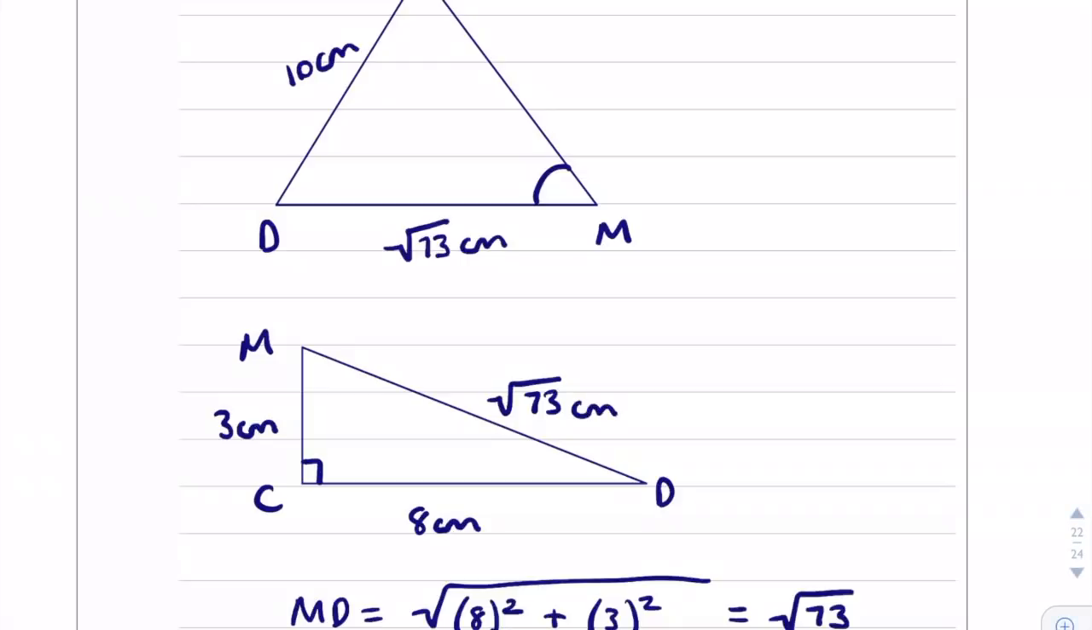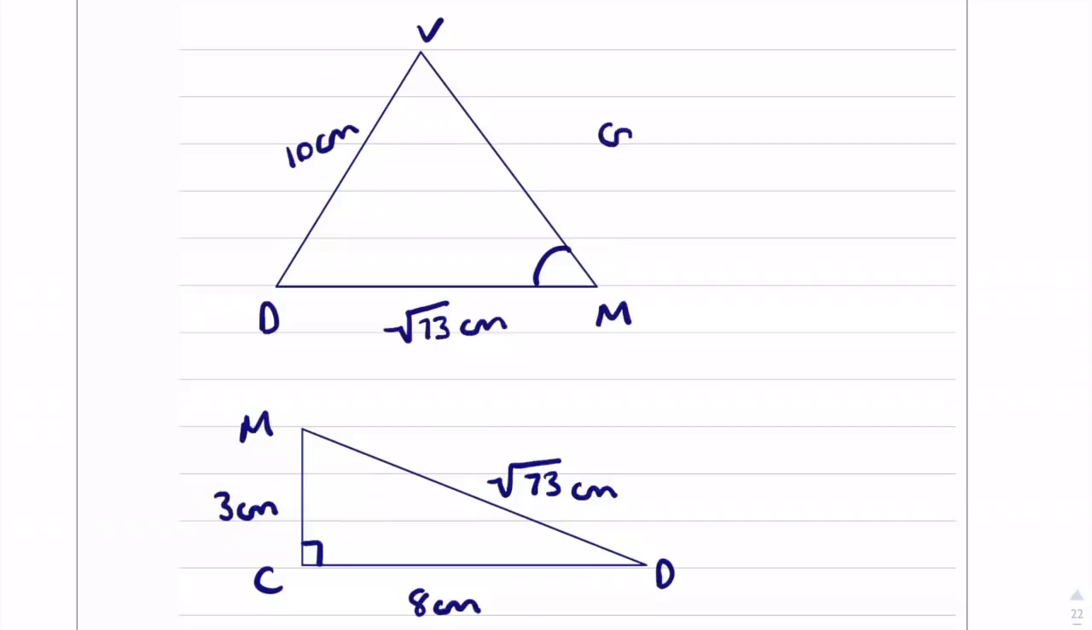Currently, we've got 2 side lengths on the triangle VMD, and we need to find an angle. We don't know any of the other angles, so we can't use the sine rule. So it looks like we're going to have to use the cosine rule. But in order to find one angle using the cosine rule, you need to know all 3 sides. The formula for finding an angle, in this case, is cos M is equal to v squared plus d squared minus m squared over 2vd.